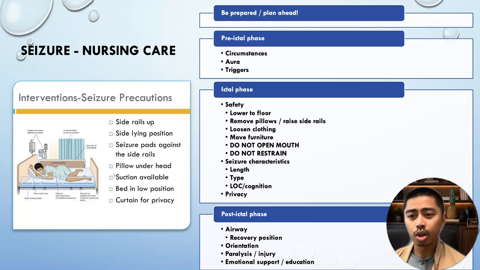As nurses, we're in charge of making sure that the patient is safe before, during, and after a seizure. So if there's any kind of aura or triggers that are causing the patient's seizures, let's identify that and remove that from the situation. For the ictal phase, safety is paramount, as well as documentation and timing. We want to make sure we also protect the airway in the post-ictal phase, reorient them, and see if there's any kind of injury that happened during the ictal phase.